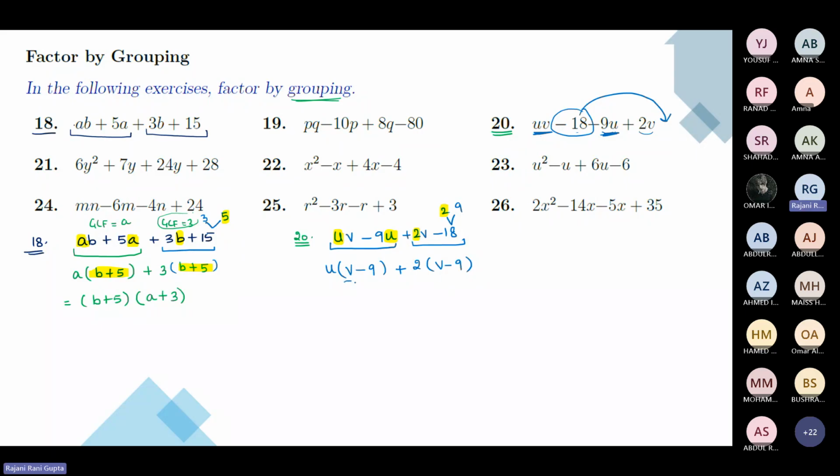So now this total v minus 9, v minus 9, it's the same. Take it as a common factor. Then what are you left with? u plus 2. Okay, so this is how you work with grouping.